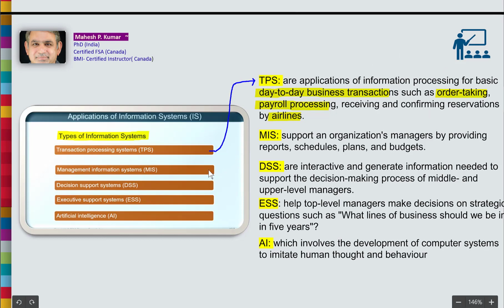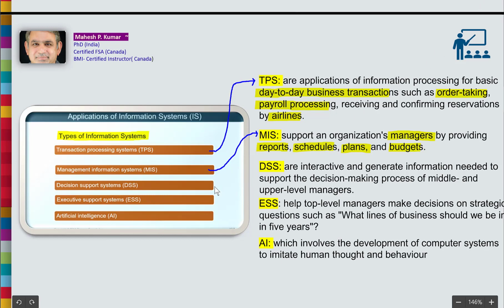Then another type of information system, which is the main focus here, is the management information system, right? It is something which managers of the company use with regard to making plans, making schedules, making budgets, and preparing all sorts of reports from production to sales reports. So this is the overall information system that supports an organization's managers.